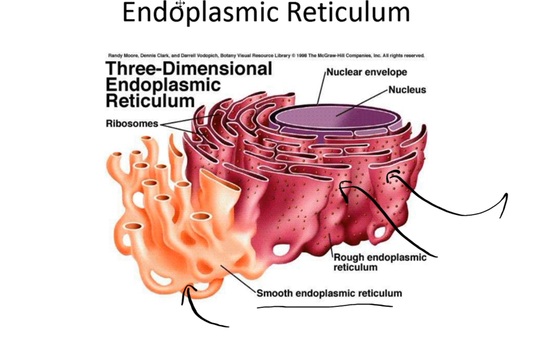The smooth ER is the site of membrane lipid synthesis. So remember, the cell membrane is made of lots of phospholipids. This is where they're made, in the smooth ER. And the smooth ER is also a site of cell detoxification.